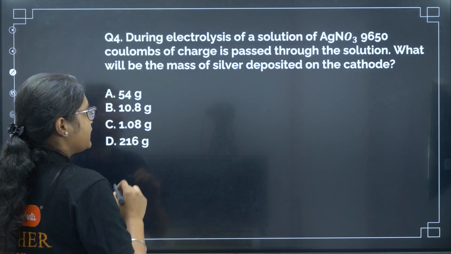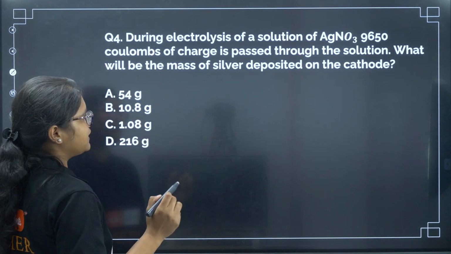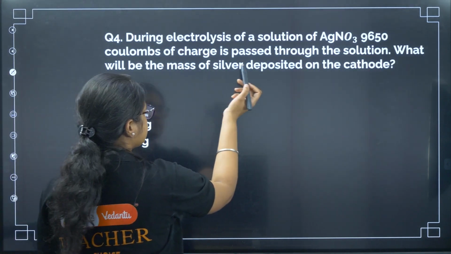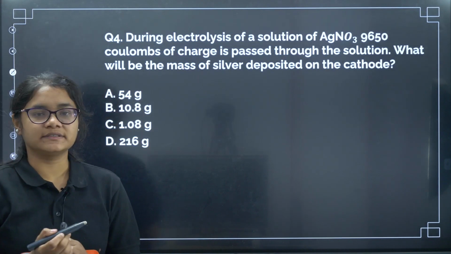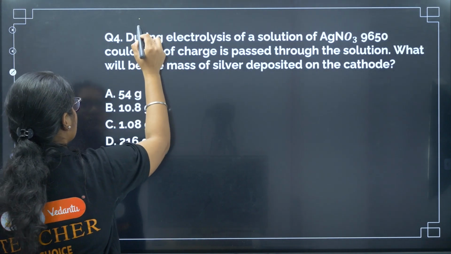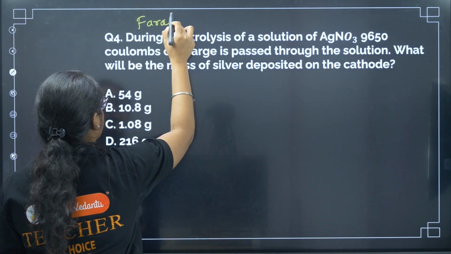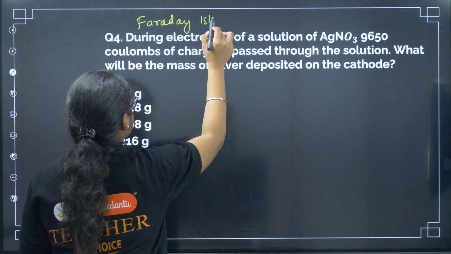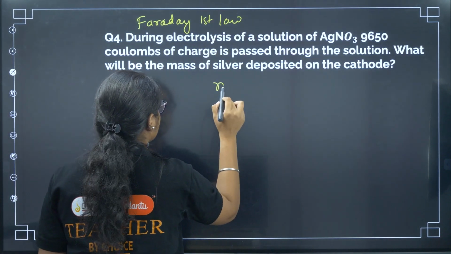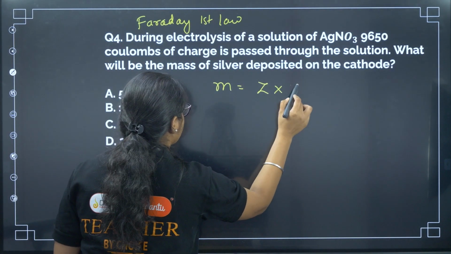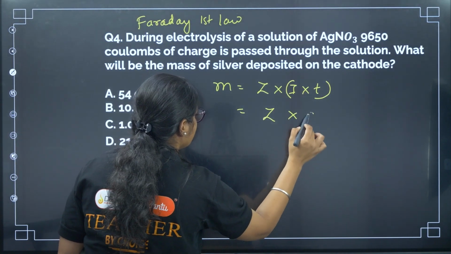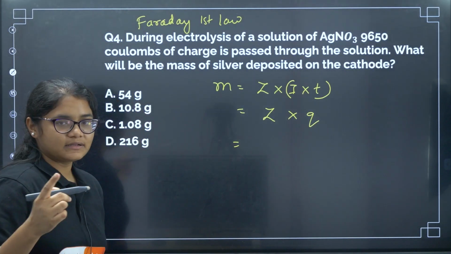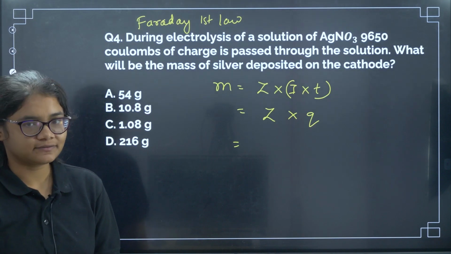Next. During electrolysis of a solution of AgNO3, 9650 coulombs of charge is passed through the solution. What will be the mass of silver deposited at the cathode? This question is from Faraday's first law, right? In Faraday's first law, we have M is equal to Z into I into T. This IT is nothing but charge, so I can write Z into Q. Now what is Z? Molar mass divided by N into 96500.